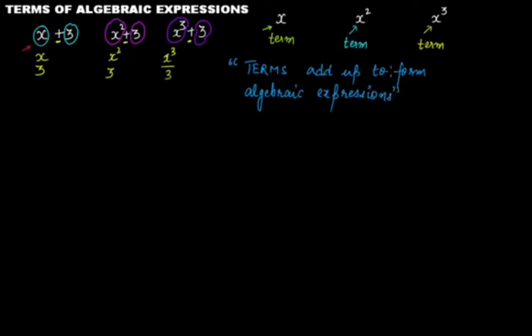Okay, so some of you would think that, okay, is it only add up? What if our algebraic expression is x minus 3, x square minus 3, and x cube minus 3? Then what?